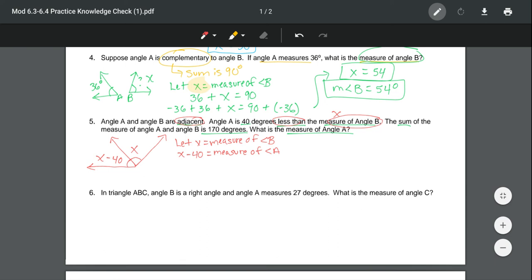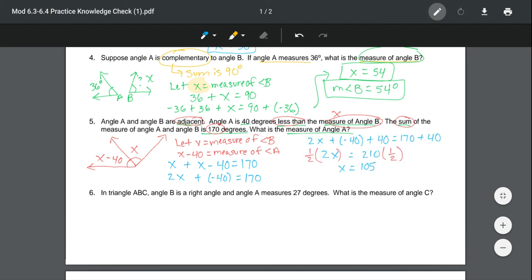Okay, so now we know that the sum of the two angles is 170 degrees. So it means angle A plus angle B has to equal 170 degrees. So my equation will be x plus x minus 40 is equal to 170. So this equation would simplify to 2x plus negative 40 equals 170. So go ahead and solve for x and then pause the video and come back to check your work.